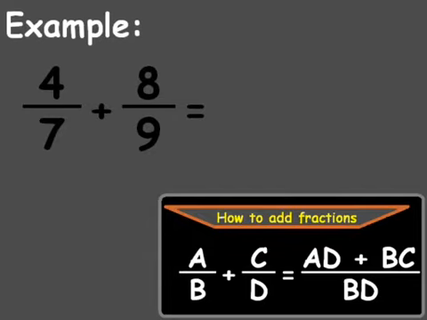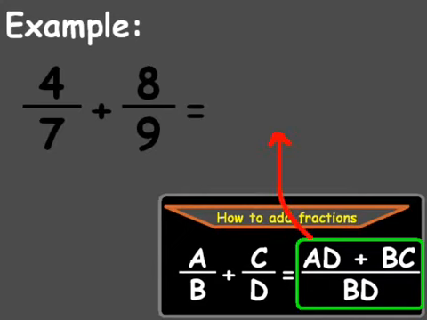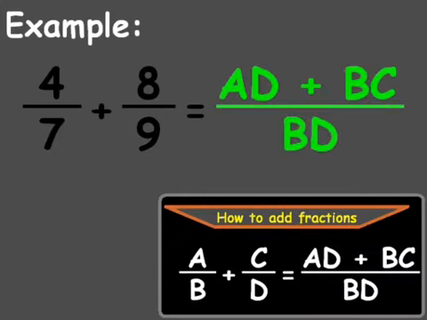Okay, what we have in front of us are two fractions: 4/7 plus 8/9, and we want to figure out what that is equal to. To add that, we're going to use the formula we have on the bottom here, (AD plus BC) over BD. So I'm going to write that formula up over here, and what we want to do is plug in the variables for each one of the items.